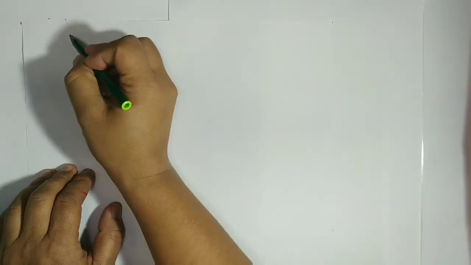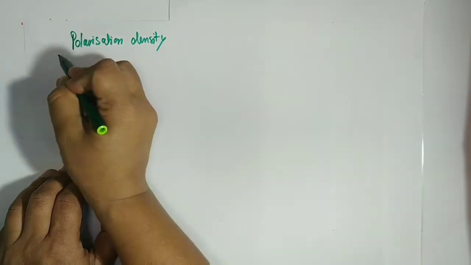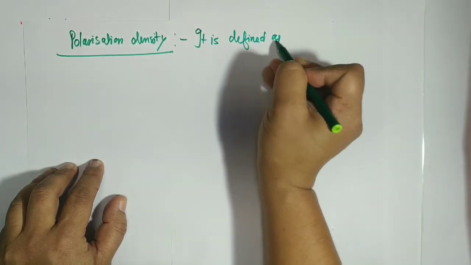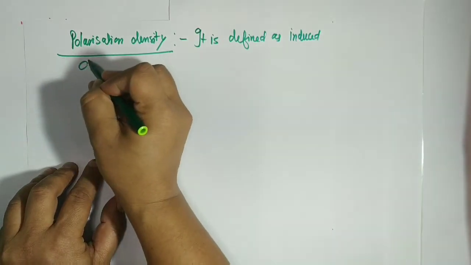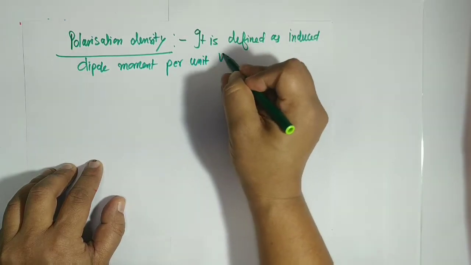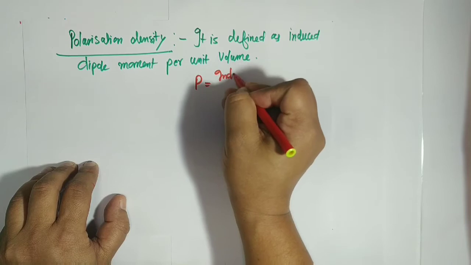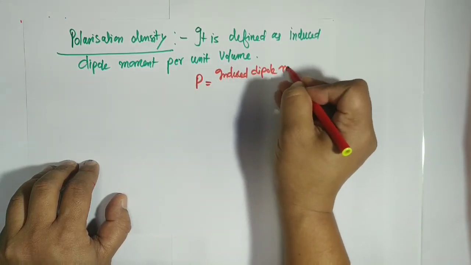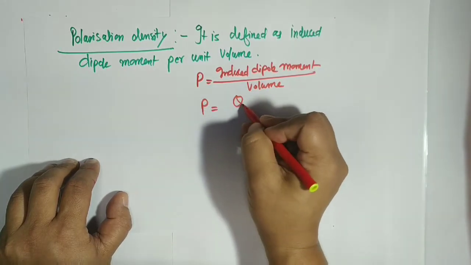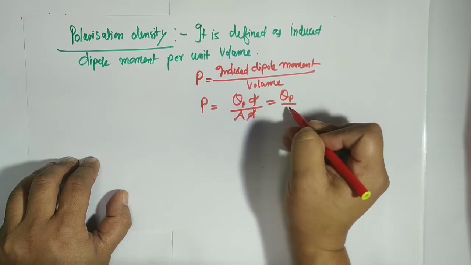Now, polarization density. There are two terms: polarization density and electric susceptibility. Polarization density is defined as induced dipole moment per unit volume. So P is induced dipole moment upon volume of the plates. The induced dipole moment is Q_P into d, and the volume is A d. So d cancels out. It is Q_P by A, and this is sigma P.